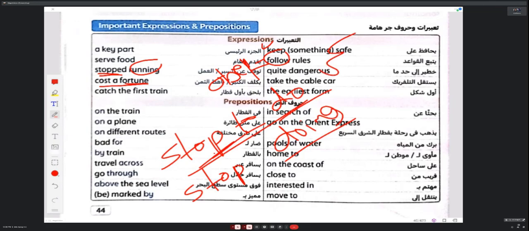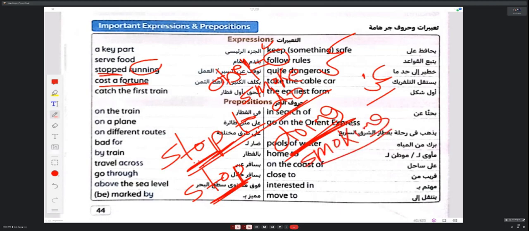Stop doing something means he stopped doing this thing. He will never do it again. توقف عن smoking for example. توقف stopped to smoke. يعني لو احنا كتبناها stopped to smoke يبقى هو هنا he wanted to smoke, but here stopped smoking, he will never smoke. Stop smoking توقف عن التدخين. That's the difference. So here stopped running توقف عن الجري.